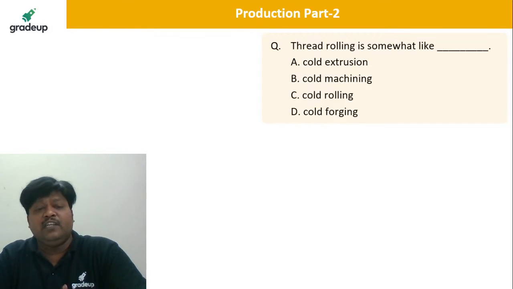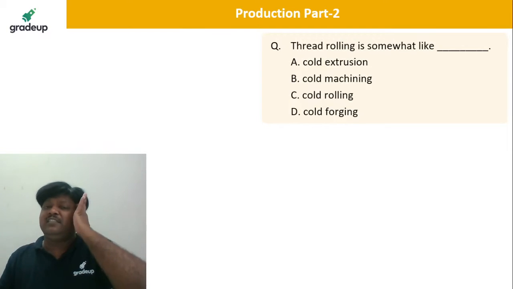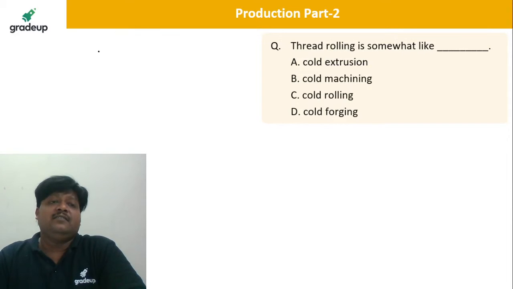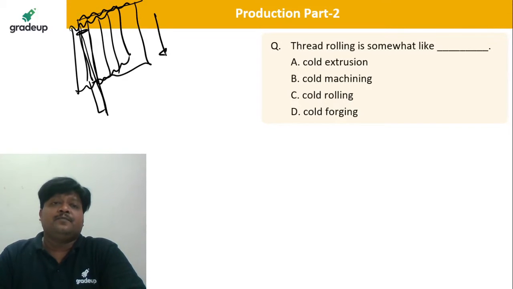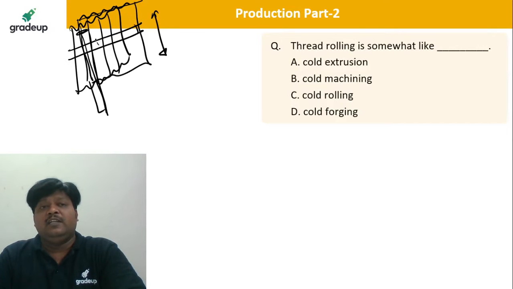So we can make the thread by using a lathe. You can also make the thread by using the rolling process. One is a stationary die, one is a reciprocating die. The stud is inside. So this is one die, which is stationary, and there is a stud. And the other die is reciprocating over it, and it will produce the thread on the stud. So it is cold rolling. Yes, it is cold rolling.